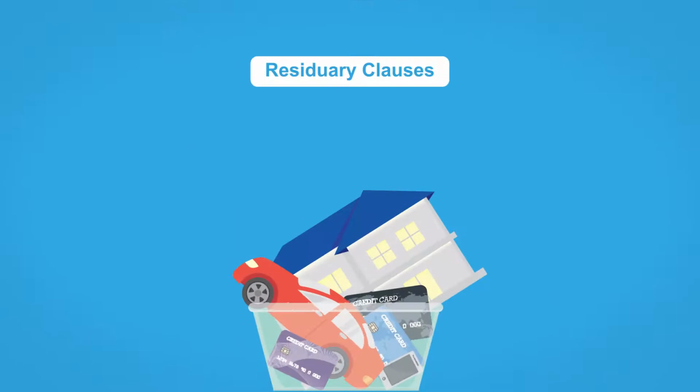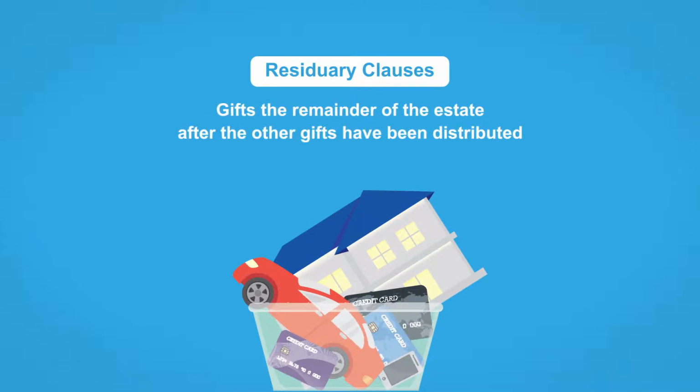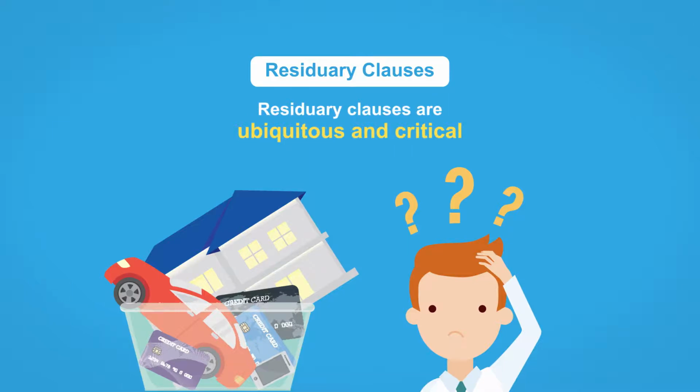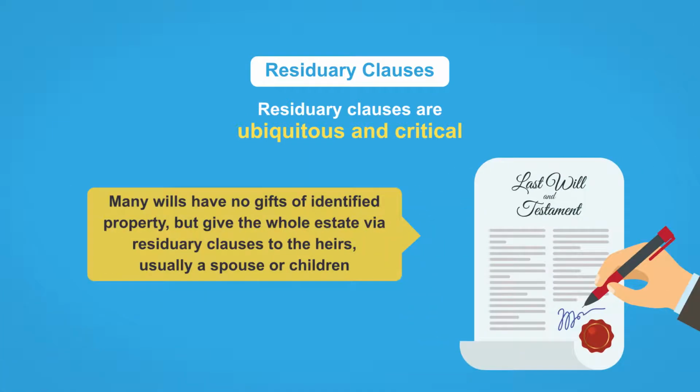A residuary clause gifts the remainder of the estate after the other gifts have been distributed. Because it's virtually impossible to know the precise amount that will be in an estate in advance, residuary clauses are ubiquitous and critical. In fact, many wills have no gifts of identified property, but give the whole estate via residuary clauses to their heirs, usually a spouse or children.